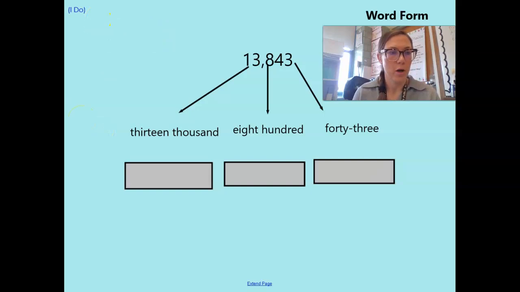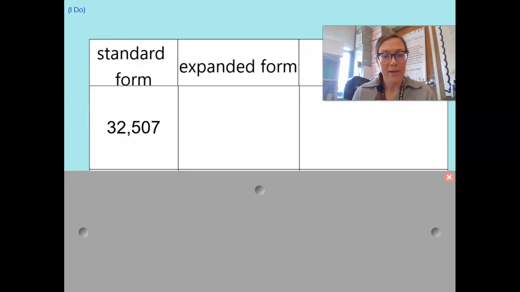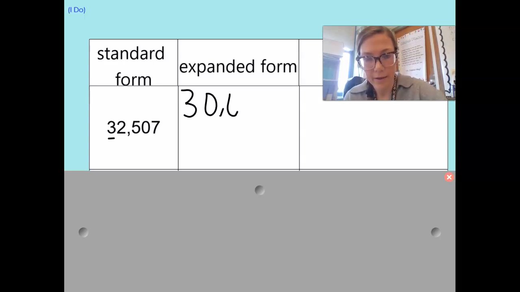All right, let's put it together. Here's some to work on. They give me the standard form. How do I say this? Well, I see a comma, so that tells me thousand. So 32,507. First, it tells me expanded form. So I'm going to go digit by digit and write down its value. The 3 means 30,000. And then I put a plus sign.